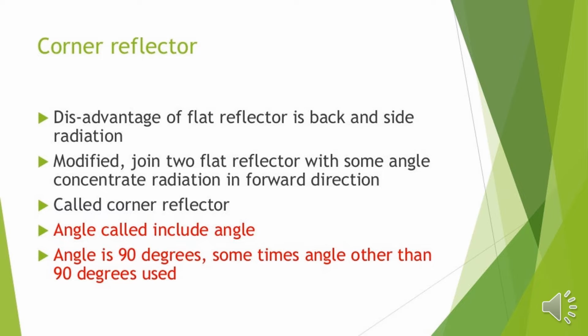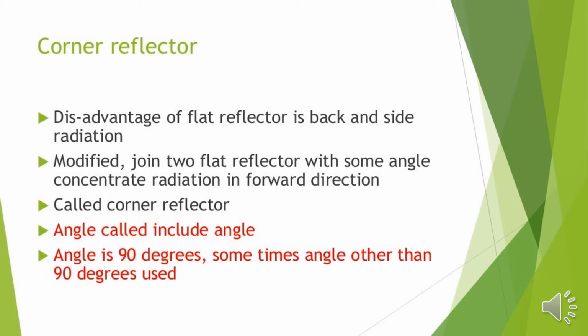Next thing is the corner reflector. One of the major disadvantages of the flat reflector is back and side radiation. So we modify it and join two flat reflectors at some angle such that the radiation is made in the forward direction. This particular arrangement is called a corner reflector. The angle is called the included angle. The angle is 90 degrees, and sometimes an angle other than 90 degrees.